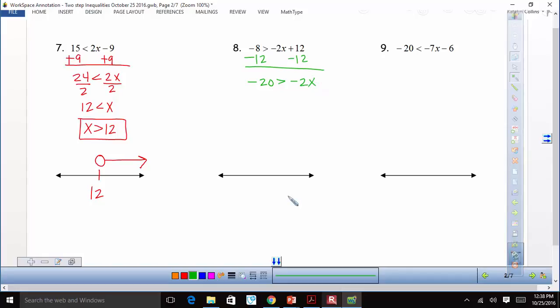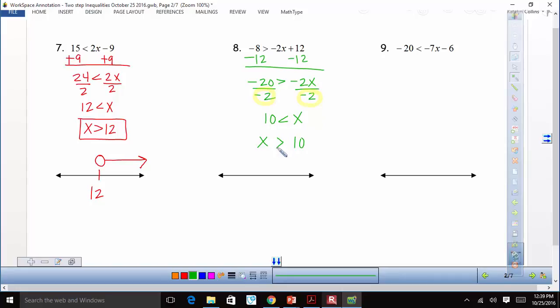Then what would we do to get x by itself? Divide by negative 2. What happens when we divide by a negative? The sign flips. So now this would be positive 10, because a negative divided by a negative is a positive. And instead of greater than, it's going to be less than x. Okay? So is my inequality sign or my arrow facing 10 or facing x here? To 10. So when I write it the opposite way, it should still be pointing to 10.